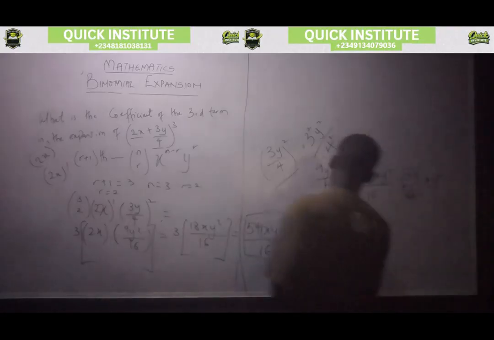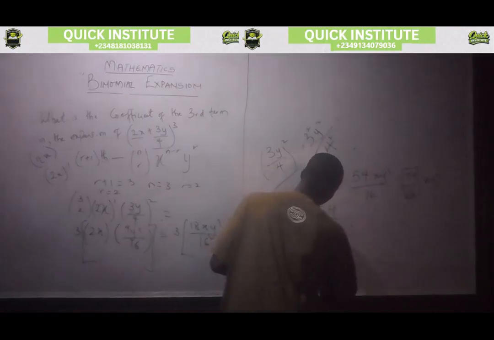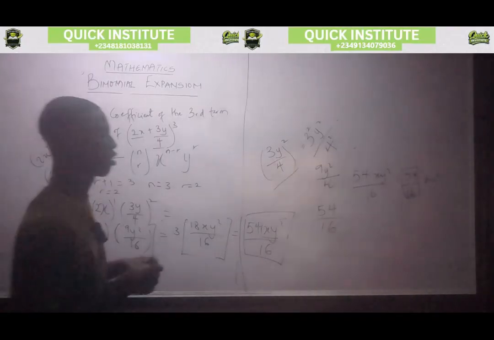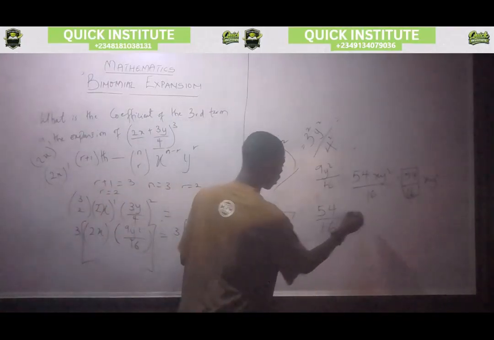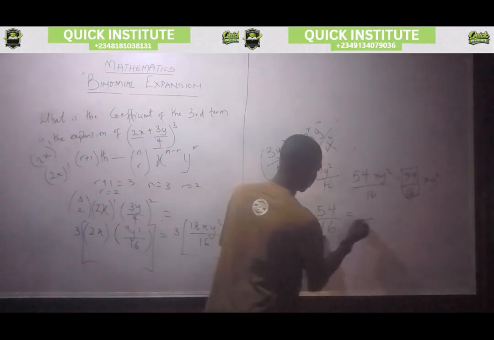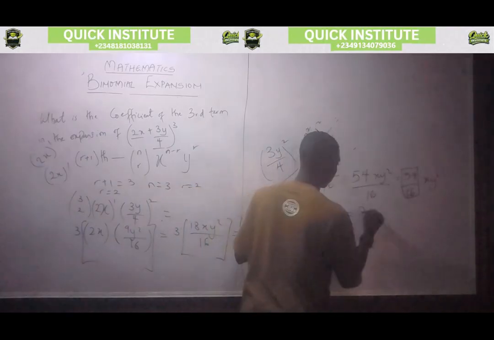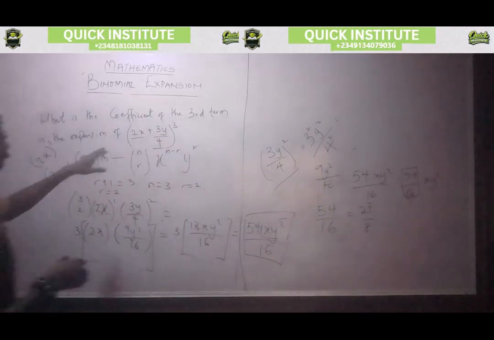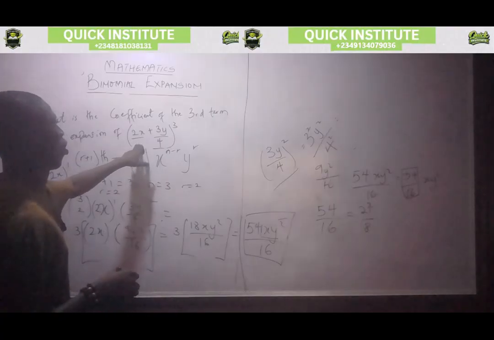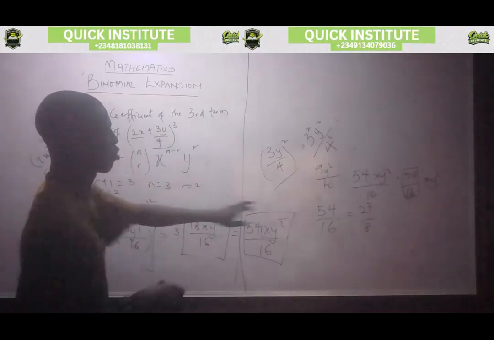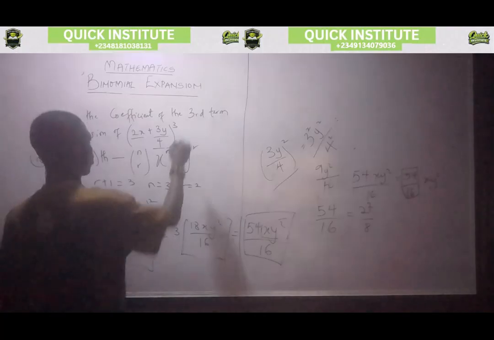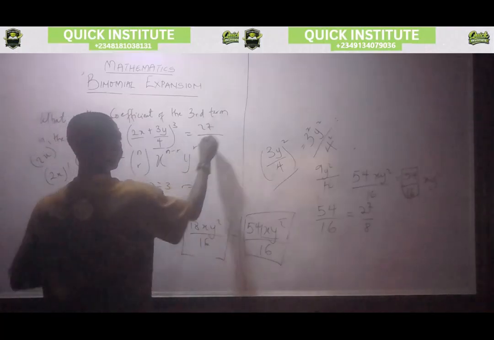Therefore we have 54 over 16. This 54 over 16 we can still break down: if you divide by 2, here is 8 and here is 27. Therefore the coefficient of the third term of this expansion is 27 over 8. That's the answer for this particular question. So the answer is 27 over 8.